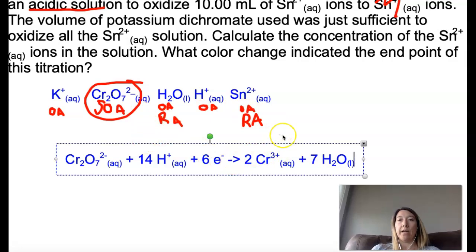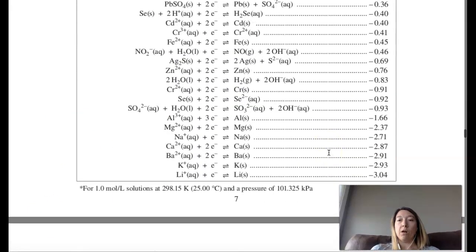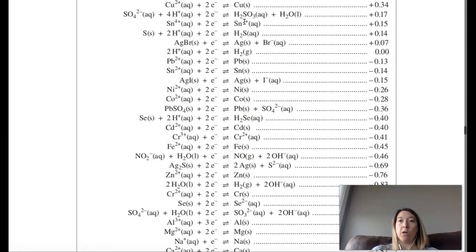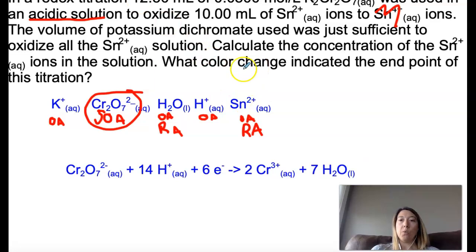Now I need to find my SRA. I should really already know what it is because the question told me that we were going to oxidize tin 2 into tin 4, but I definitely can check in my data book, right? My only potential RAs are water and tin. So remember, for RAs, we start at the bottom and we work our way up. So we start here, we're going, still haven't found one, still haven't found one. Oh, here's the tin. That's the first one I hit. So that means tin is going to be my SRA.